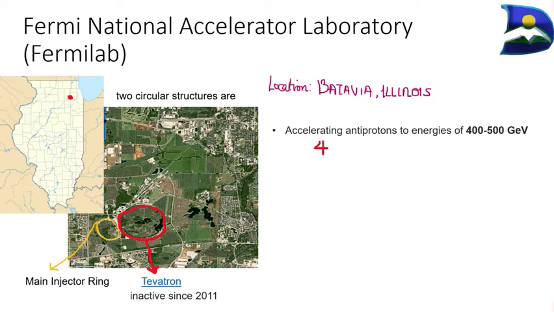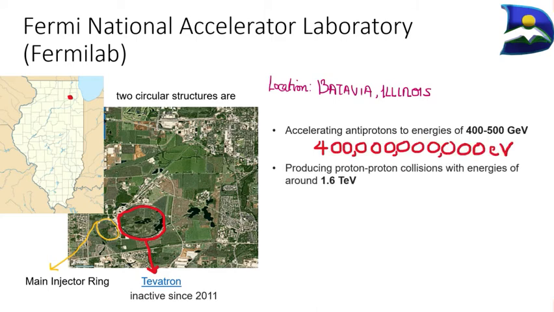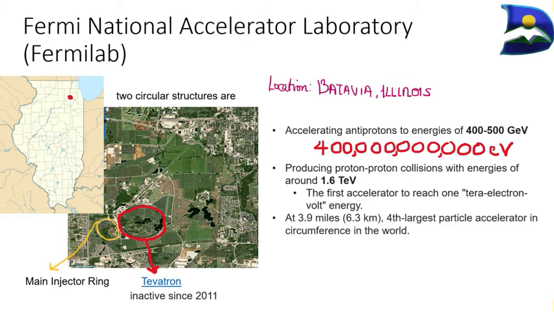It's like having 11 zeros after 4, which is massive right there. And this produces proton-antiproton collisions with energies of around 1.6 tera electron volts, which is a big amount of energy released in this case. And this was the first accelerator to reach a tera electron volt, which is way bigger than giga electron volts.